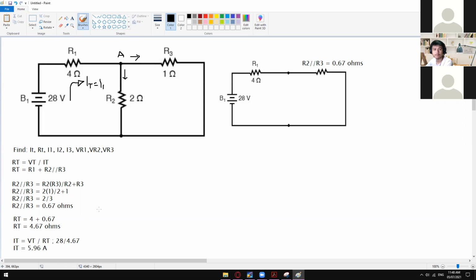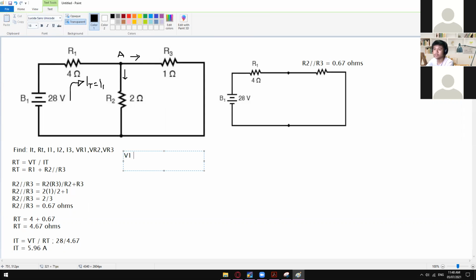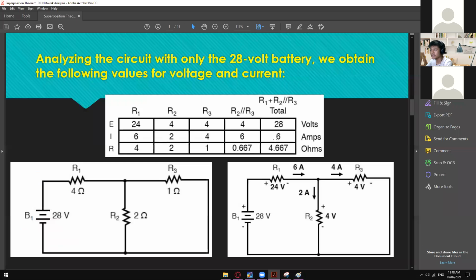Yes, sir. All right. And then from here, we can now solve for the voltage drop across R1, since we already know the value of I1. So to do that, VR1 is equal to I1 times R1. We already know that I1 is equal to I total, which is 5.96, but I think the one that we've used in here is 6. So that's what's bothering me, why we've got 5.96.